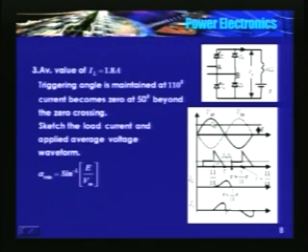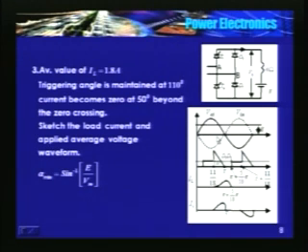Definitely alpha min should be less than 90 degrees. I can't have alpha min greater than 90. If alpha min is greater than 90, what does it imply? It implies that the value of E is the same as the peak value of the input voltage, so there is no current at all. You can't trigger the thyristor at all.